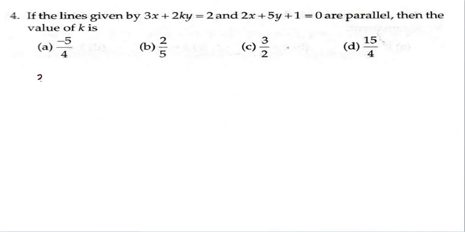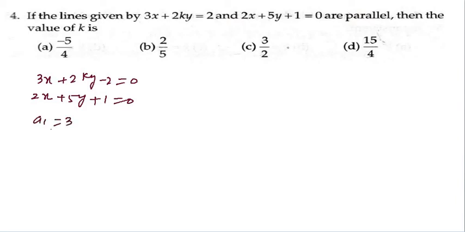It is given as 3x plus 2ky minus 2 equal to 0, and the second one is 2x plus 5y plus 1 equal to 0. If the lines given by 3x plus 2ky equal to 2 and 2x plus 5y plus 1 equal to 0 are parallel, then find the value of k. So as you know, a1 is equal to 3, a2 is equal to 2, b1 is equal to 2k and b2 is equal to 5, c1 is equal to minus 2 and c2 is equal to 1.